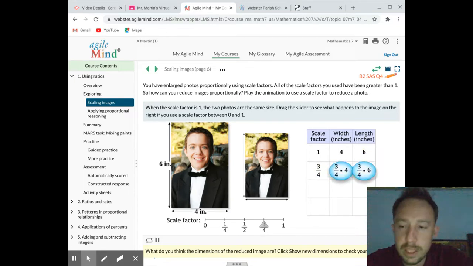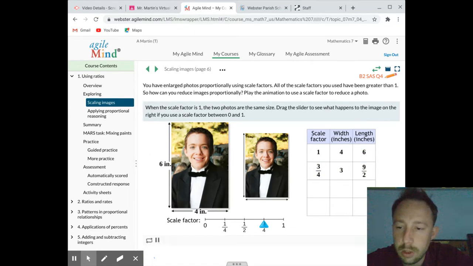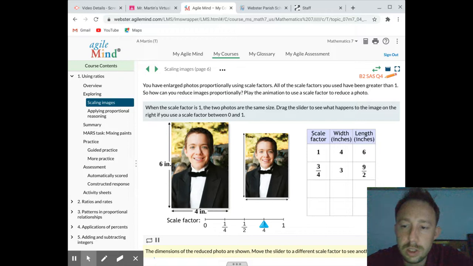What happened, Rachel? It reduced. Yeah, it got smaller. Okay, and so what you'll notice is 4 is being multiplied by 3/4, and so we get 3 inches wide. And 6 is being multiplied by 3/4, and we're getting 9/2.